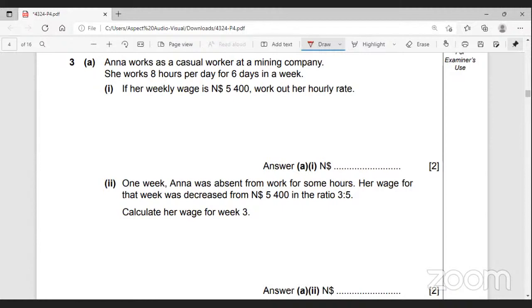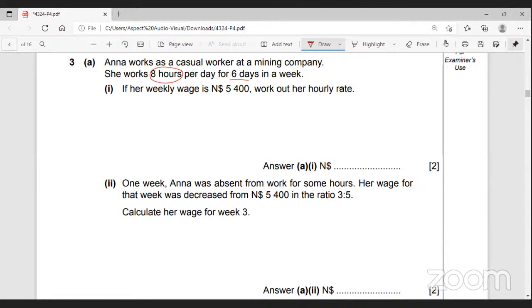It says Anna works as a casual worker at a mining company. She works 8 hours per day for 6 days in her week. And then it says if her weekly wage is 5,400, work out the hourly rate. Okay, so what are we going to do there?